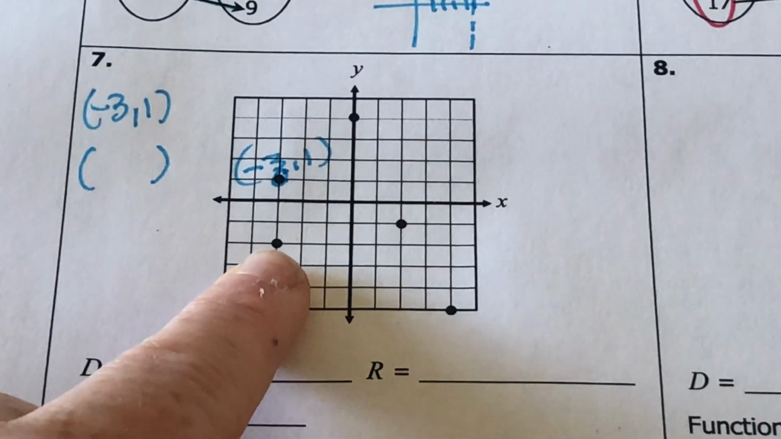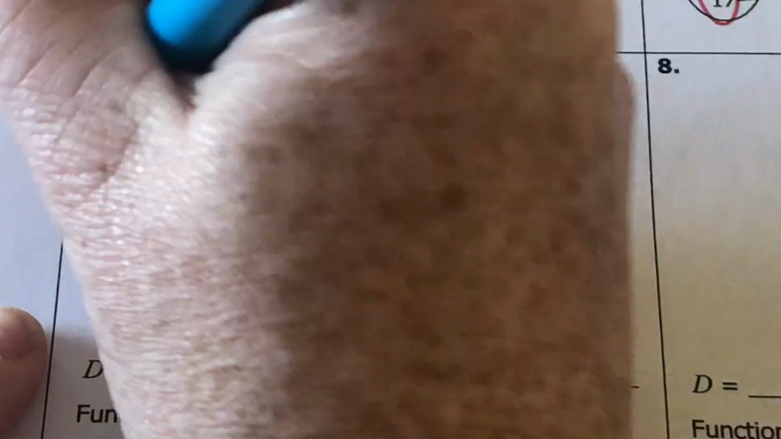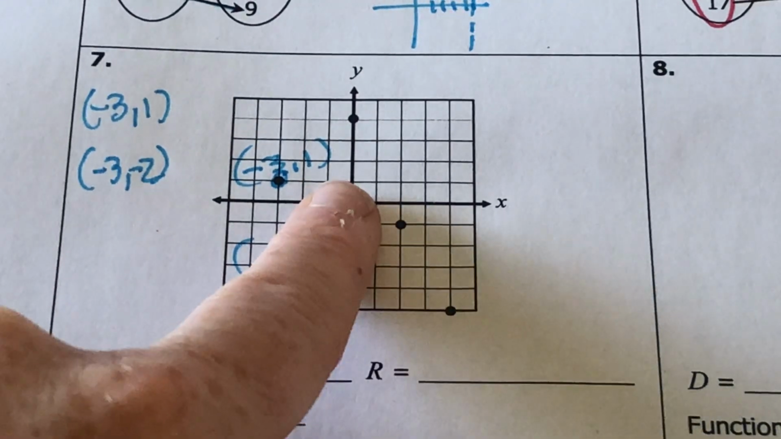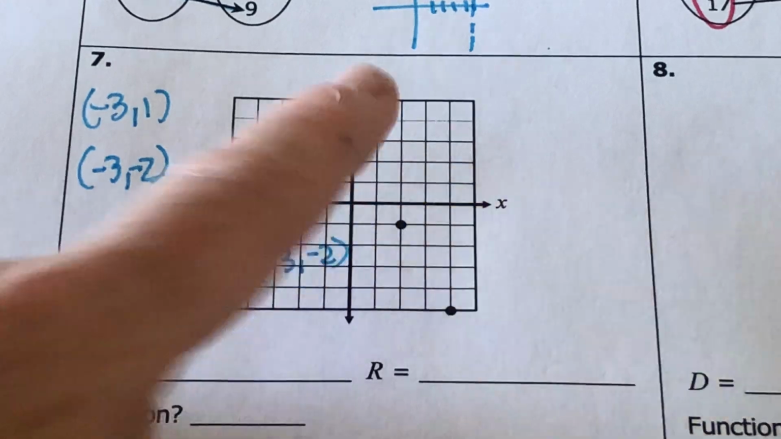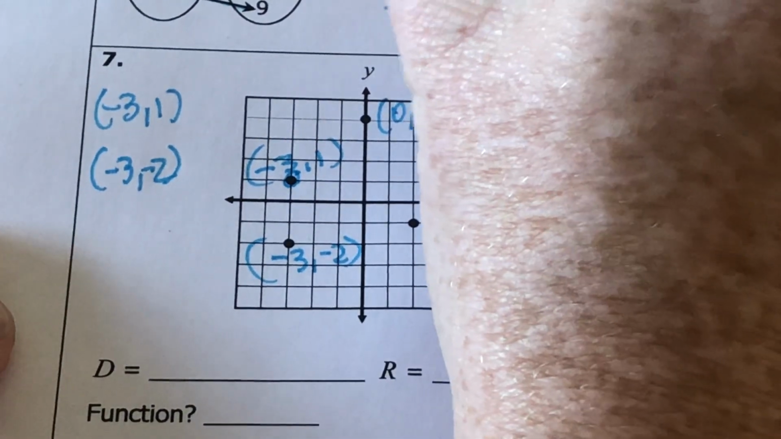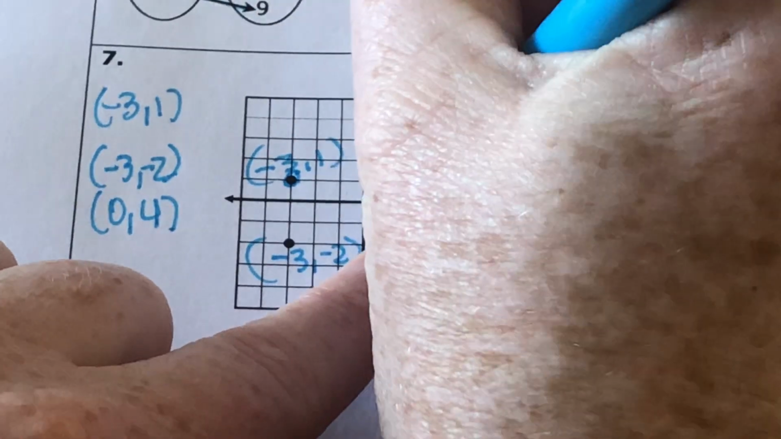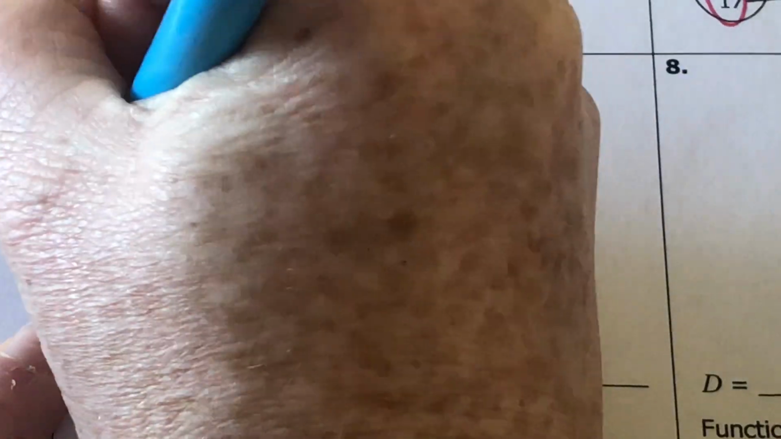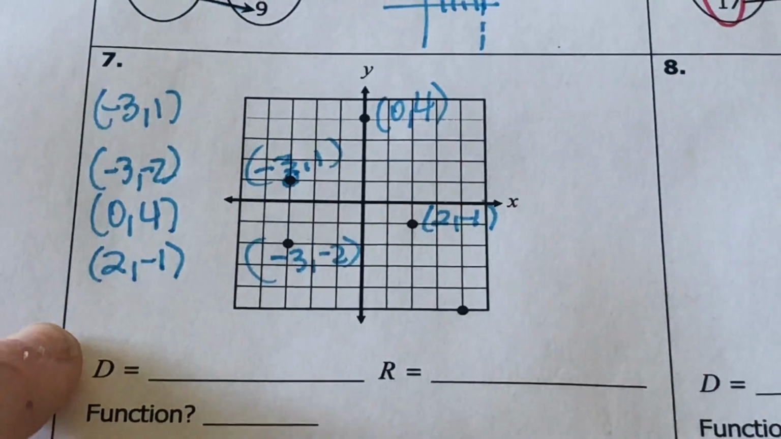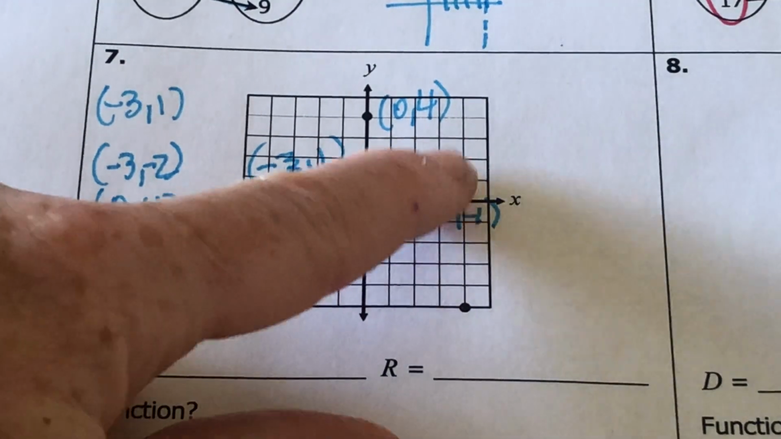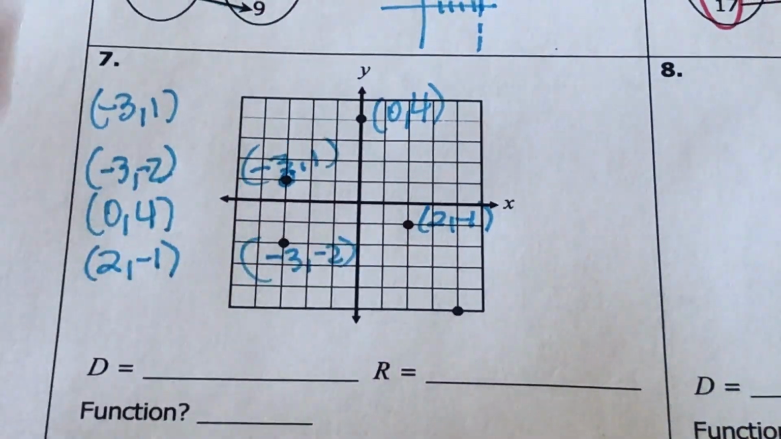Okay, then I have (-3, -2). Okay, then I have (0, 4). Okay, and then I have (2, -1). And then we have 1, 2, 3, 4, -1, 2, 3, 4, 5. Okay, so (4, -5).